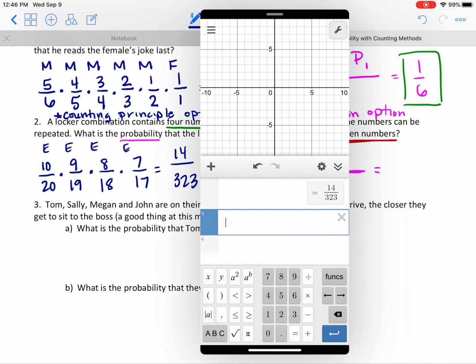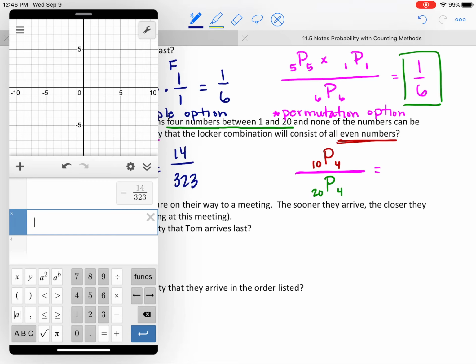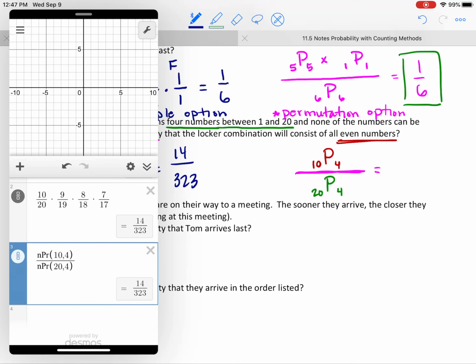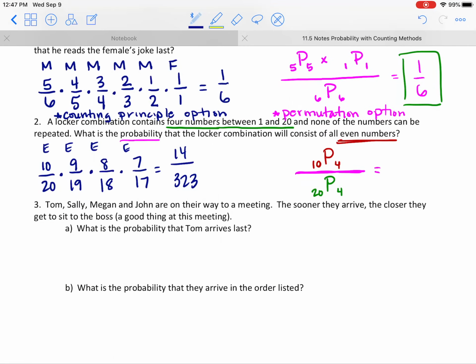Okay, so make sure that our combination or our permutation formula is working as well. So make the fraction. Permutations, and this is 10 evens. We want 4 of them. On the bottom, permutation, 20 numbers total. We want 4 of them. And again, let me hit the little fraction key. And there it is, the exact same answer, found 2 different ways. Okay, so this is the same.